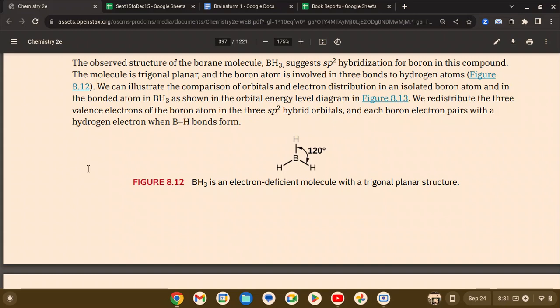We illustrate the comparison of orbitals and electron distribution in an isolated boron atom and in the bonded atom of BH3, as shown in the orbital energy level diagram, figure 8.13. We redistribute the three valence electrons of the boron atom into three sp2 hybrid orbitals, and each boron electron pairs with a hydrogen electron when B-H bonds form.